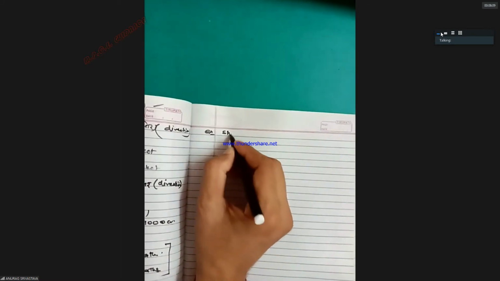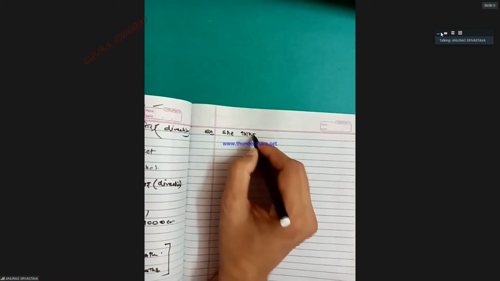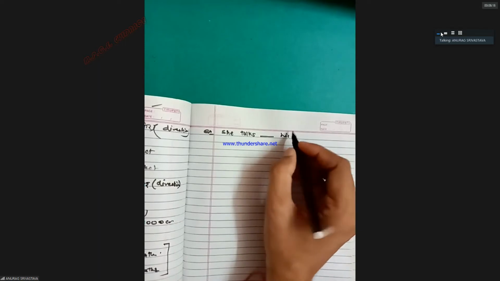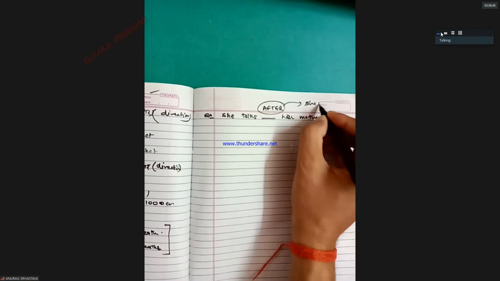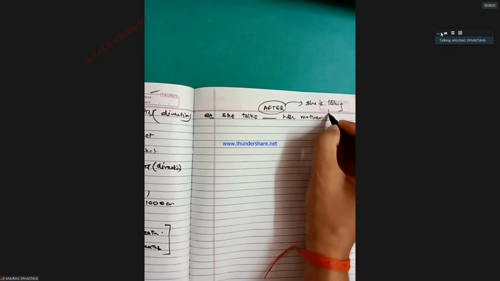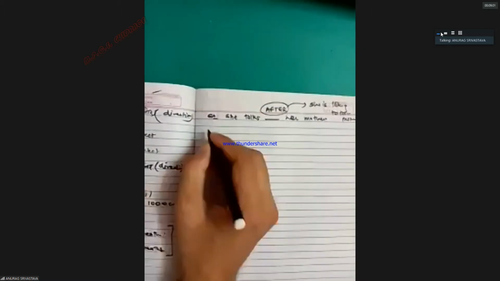Now move to another example: she talks dash her mother. What can be placed as a preposition, after or before? Here it will be after. After her mother represents that she is talking to her mother. It gives the sense like this: she talks after her mother, meaning in front of her mother.